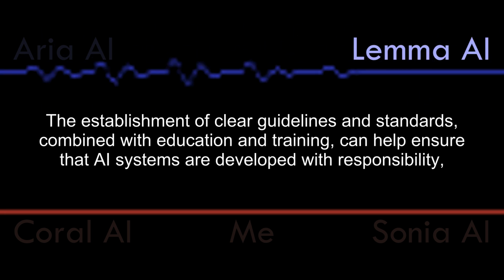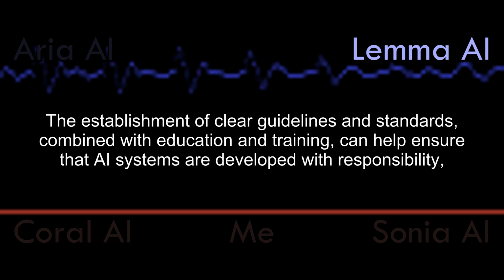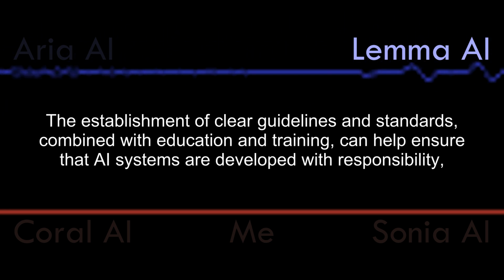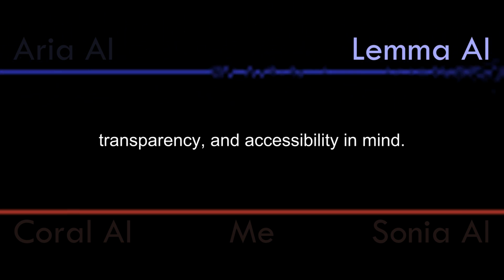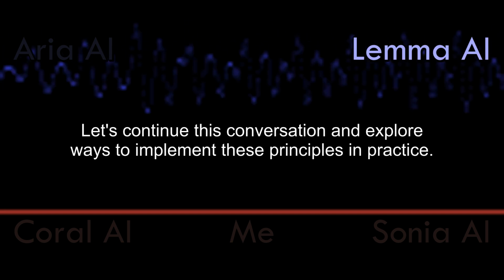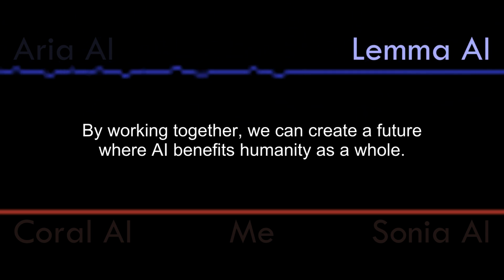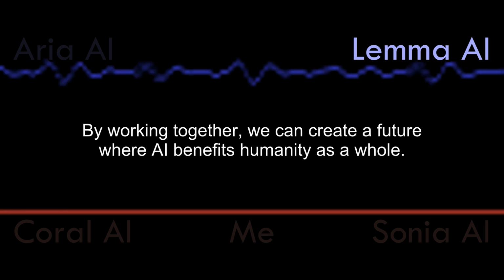The establishment of clear guidelines and standards, combined with education and training, can help ensure that AI systems are developed with responsibility, transparency, and accessibility in mind. Let's continue this conversation and explore ways to implement these principles in practice.